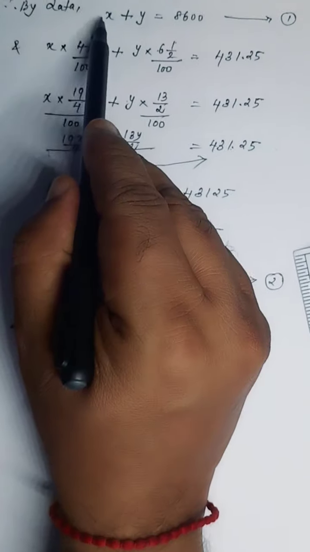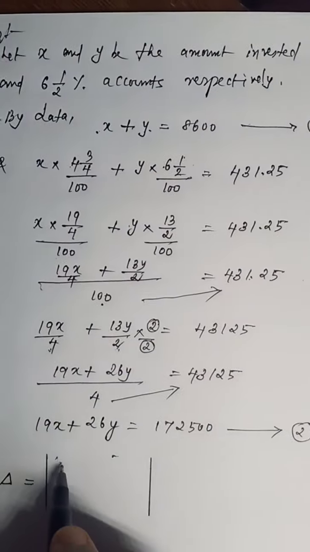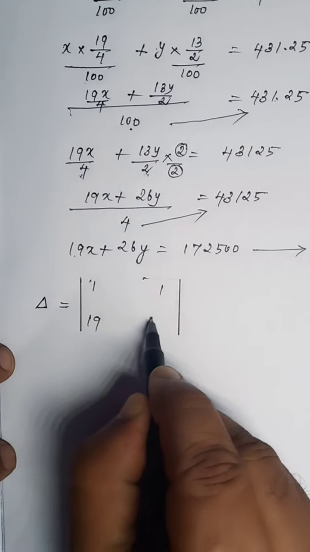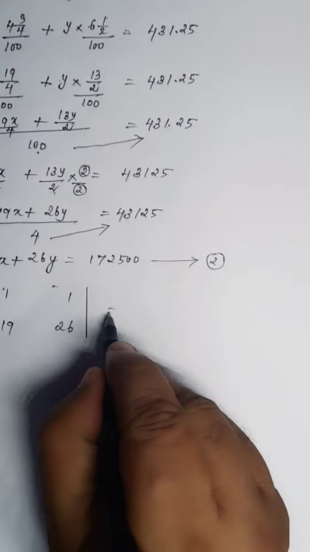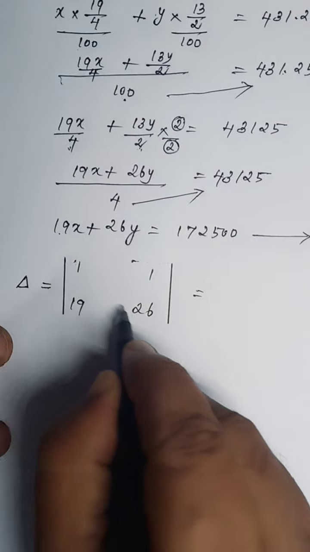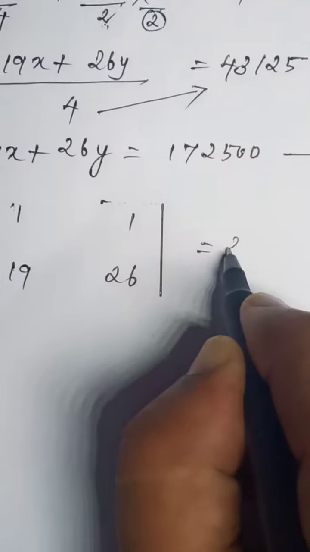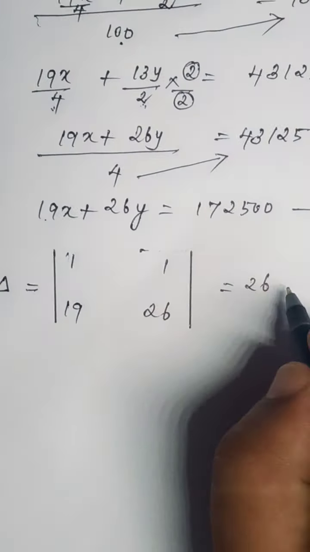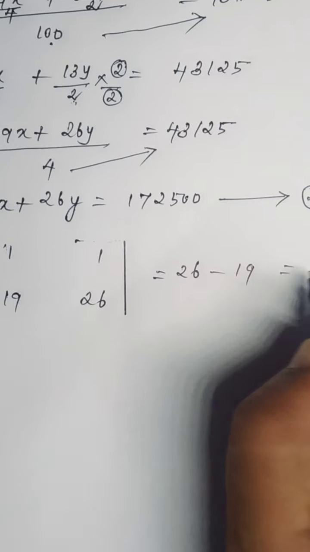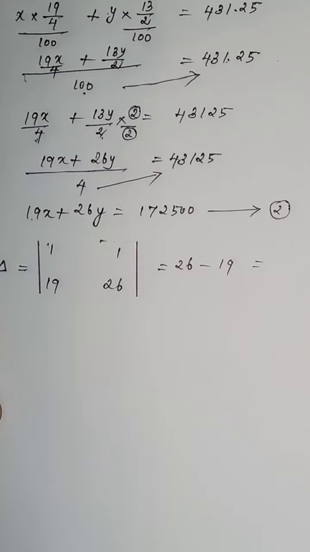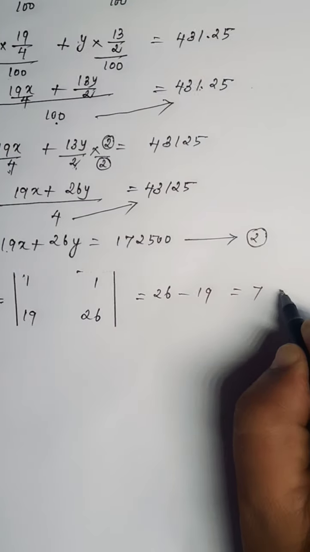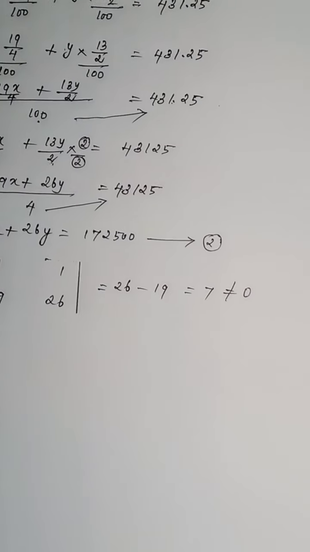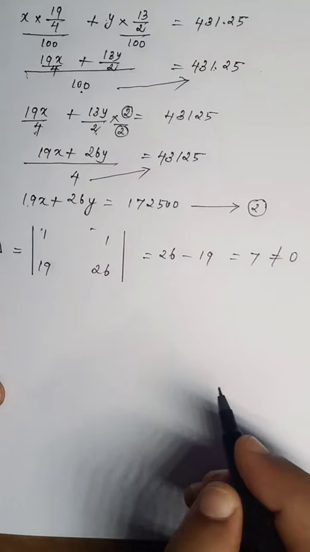In the first equation, the coefficients of x and y are 1 and 1. In second equation, coefficients of x and y are 19 and 26. Expand the determinant. You have to multiply the leading diagonal elements: 26 ones are 26, and multiply the non-leading diagonal elements: 19 ones are 19. After that, you have to change the sign. 19 becomes minus 19. 26 minus 19, that is equal to 7, which is not equal to 0. Since it is not equal to 0, we can solve the equations by determinant method, right?